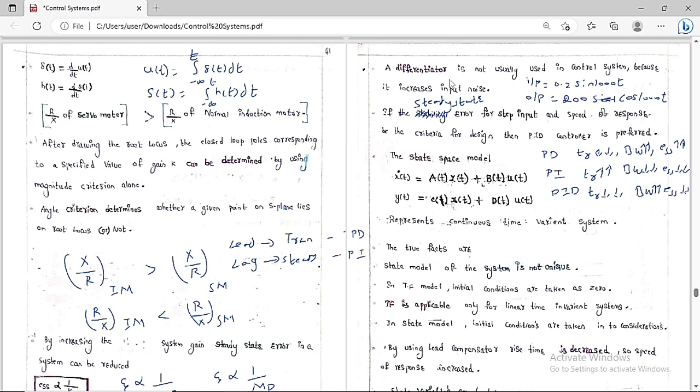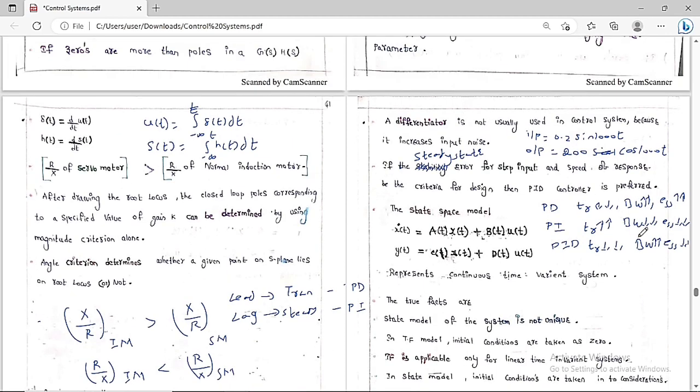So you can see, if you want the least steady state error and the least transient time, that is the best speed of response, then we have to use the PID controller. So if the steady state error for the step input and the speed of response are the criteria for design, then the PID controller is preferred.